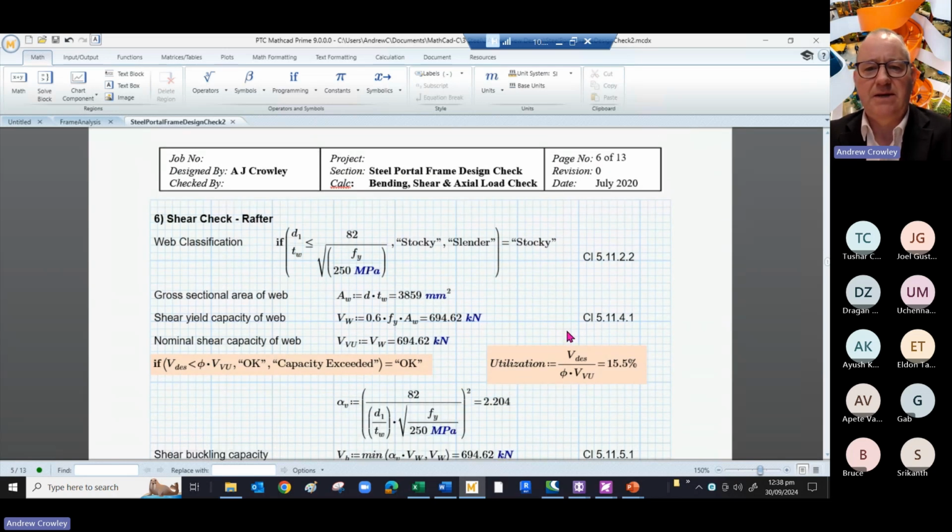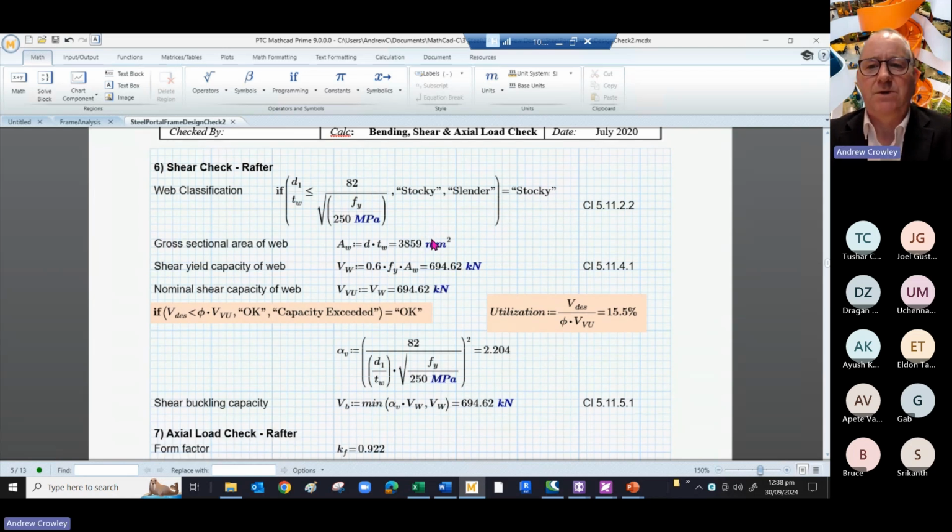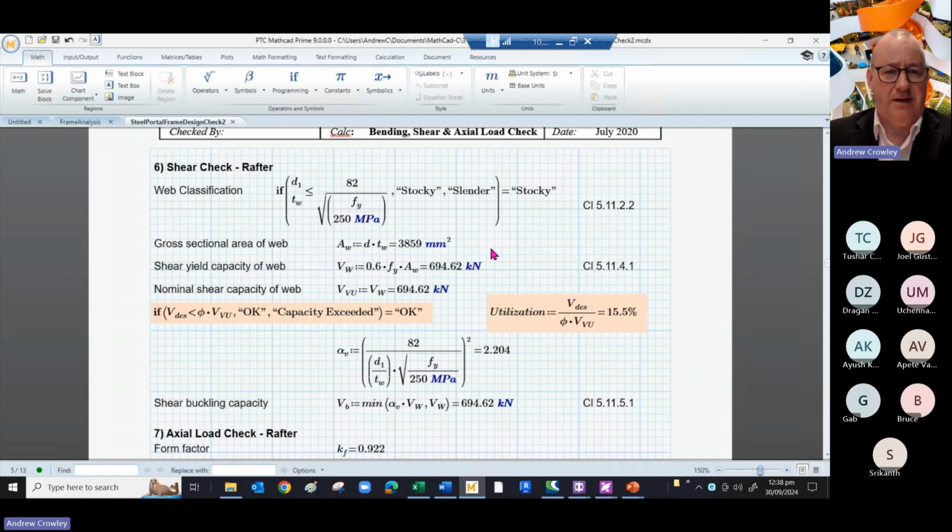Right, so that was bending and buckling. Now we need to check shear. The first thing you need to do is check whether your web is stocky or slender. And we use that equation from clause 5.11.2.1, and we find our gross sectional area of the web, multiply by the yield, with a 0.6 factor applied. So our nominal shear capacity is 694. Put in a strength reduction factor, and we find that we're only 15% used.